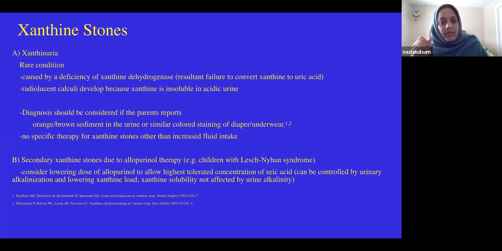So that's one. The secondary condition is Lesch-Nyhan. Again, in this you'll have more history. The patient will have self-mutilating behavior, and not only stones, but other psychiatric illnesses. In that case, you may want to look at either alkalizing the urine, or using other medications to basically treat the xanthine.